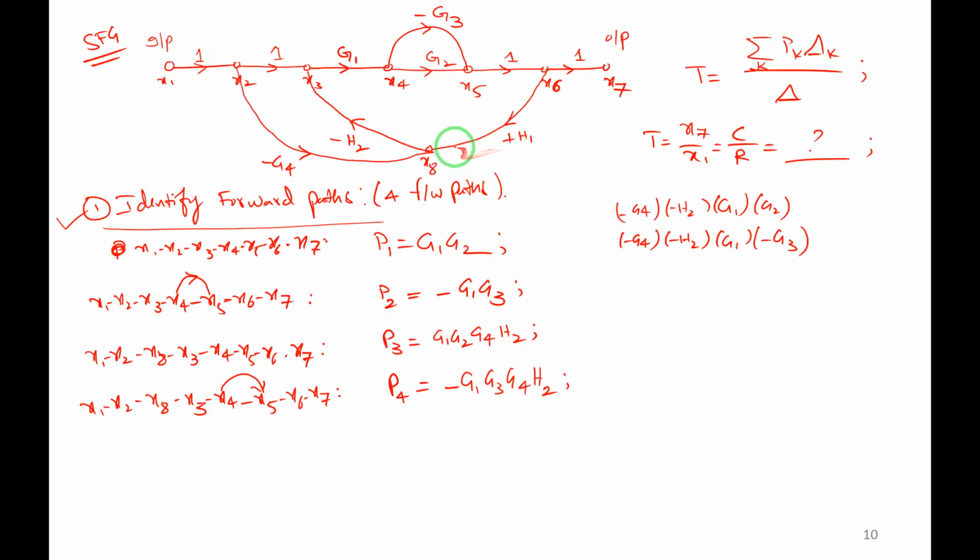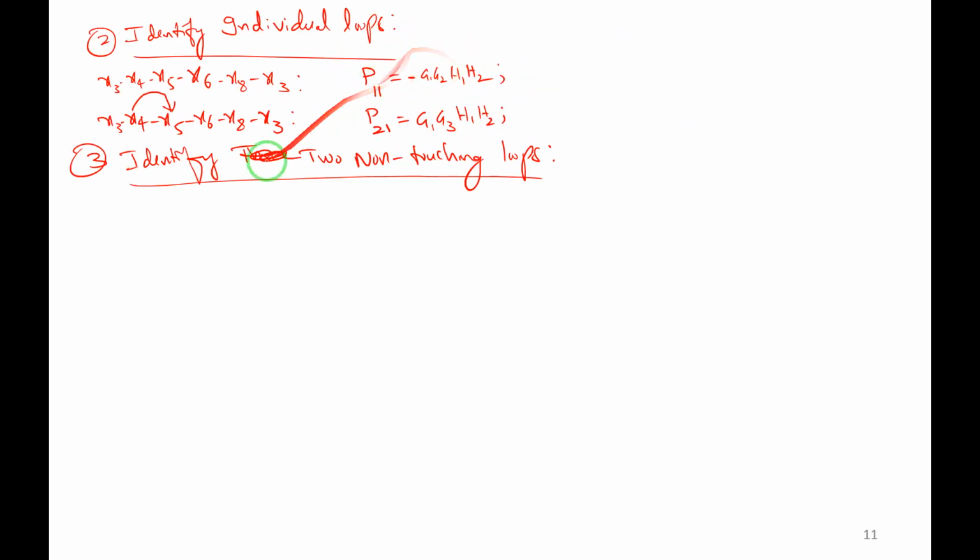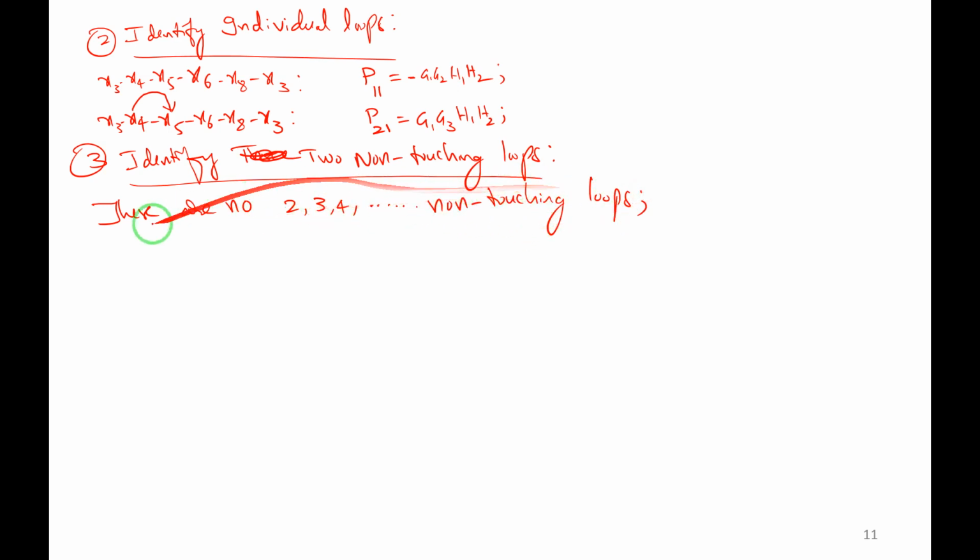Yes, we know that this is loop 1, and this is loop 1 and loop 2. Both are touching each other, so there are no two non-touching loops. If there are no two non-touching loops, there are no three non-touching, four non-touching and so on. You write down this statement: there are no 2, 3, 4 and so on non-touching loops.